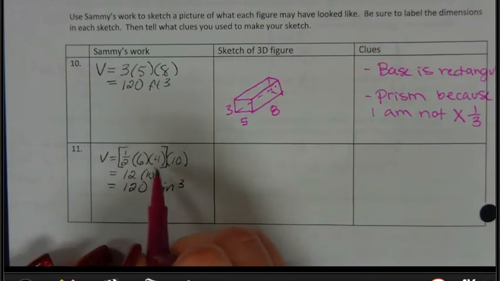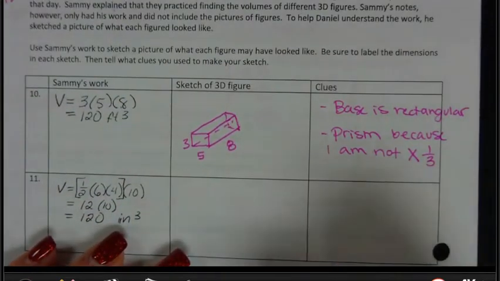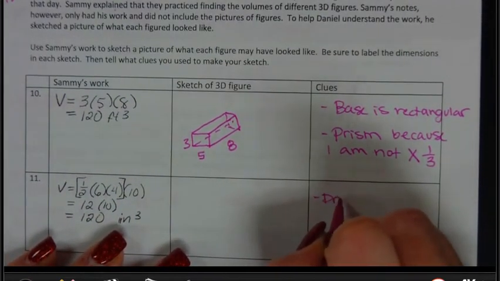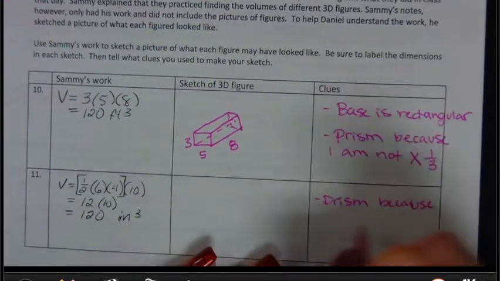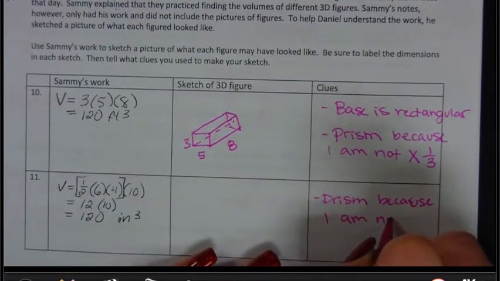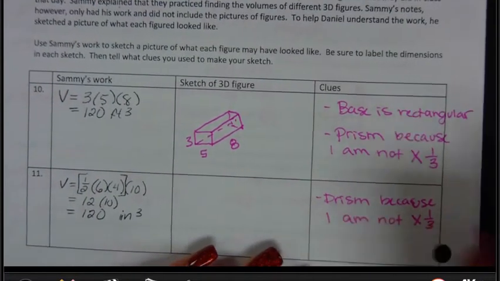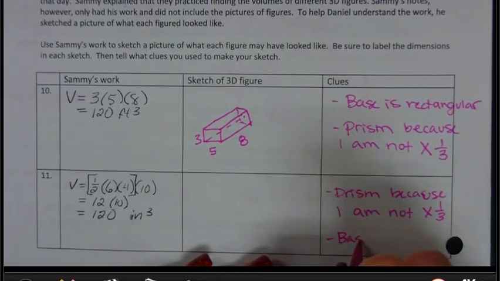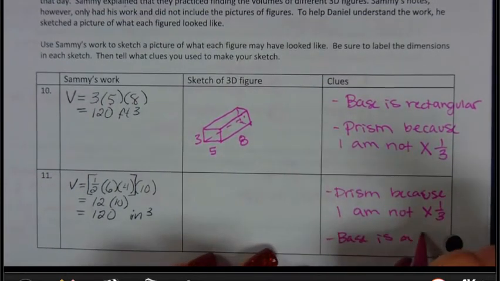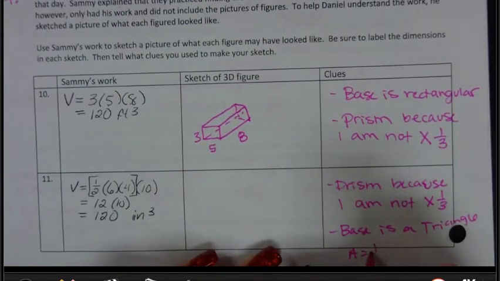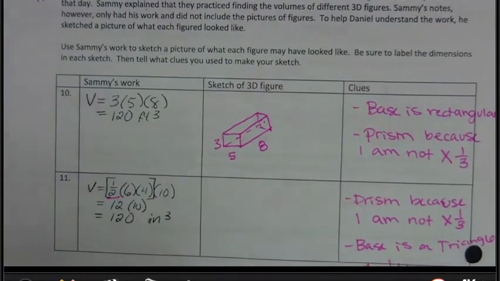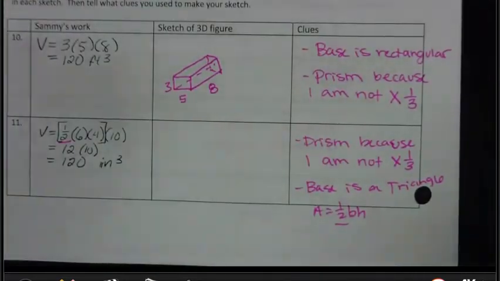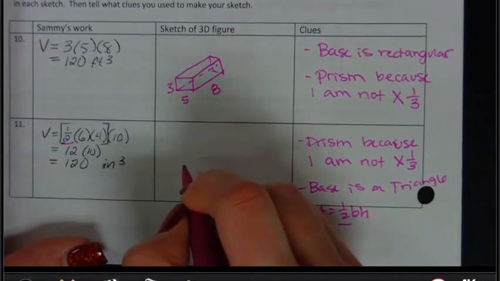Okay. All right, number 11, it looks like I also have volume as well, and it looks like I'm doing 1/2 times 6 times 4. So I'm also dealing with a prism because I am not multiplying by 1/3. My base is a triangle. Based on the area of a triangle is 1/2 base times the height. And so I'm multiplying by 1/2 here, okay, which tells me that I'm going to have a triangular base.